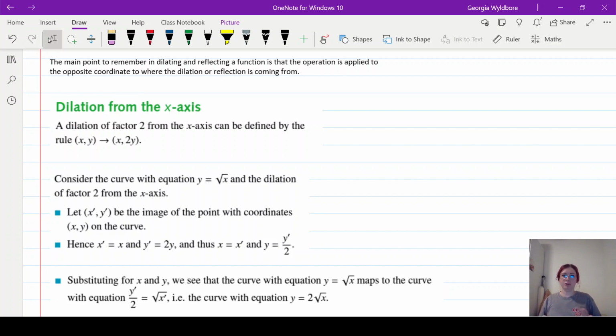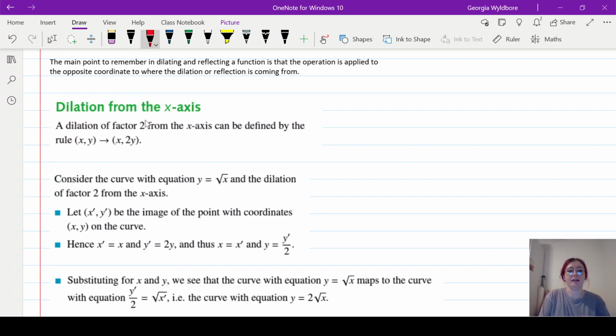Now, the main point to remember when dilating and reflecting, because the process is actually the same no matter which one you're doing, it's just going to come out to a different result, is that the operation, so whatever factor it's being dilated by or the reflection, you're going to apply to the opposite coordinate to where it's coming from. So if you're dilating from the x-axis, you're going to apply the factor to the y coordinate and to the y part of your equation. It'll make a little more sense when you see a couple of examples.